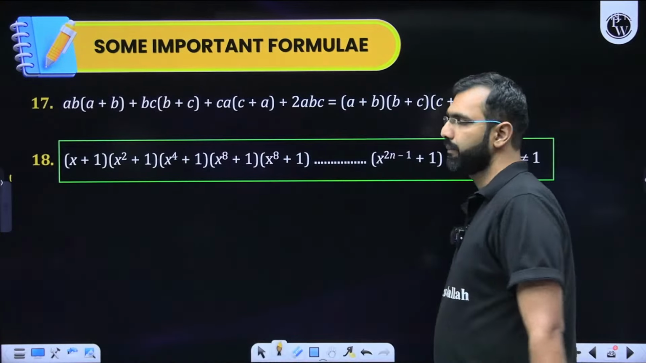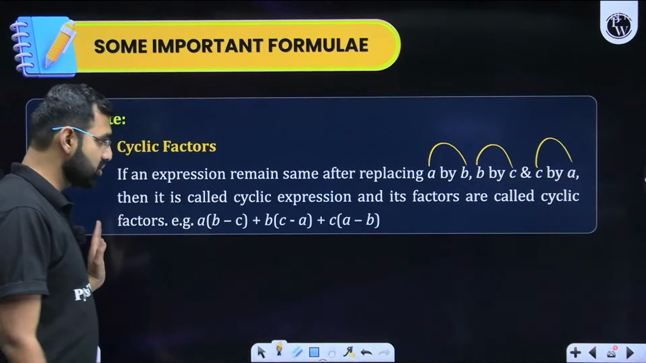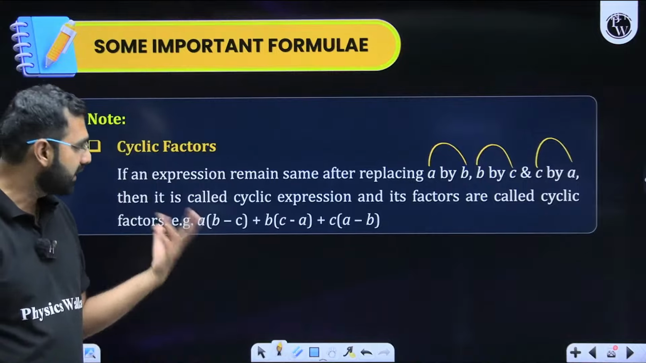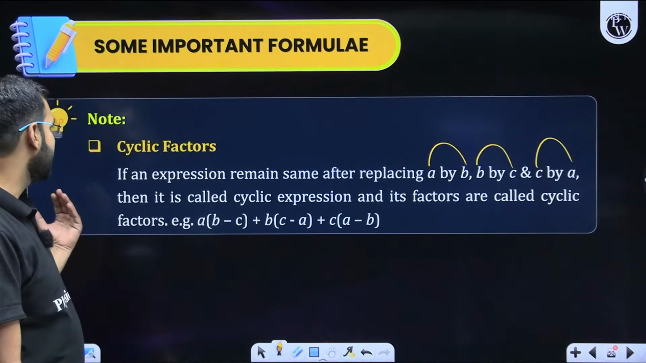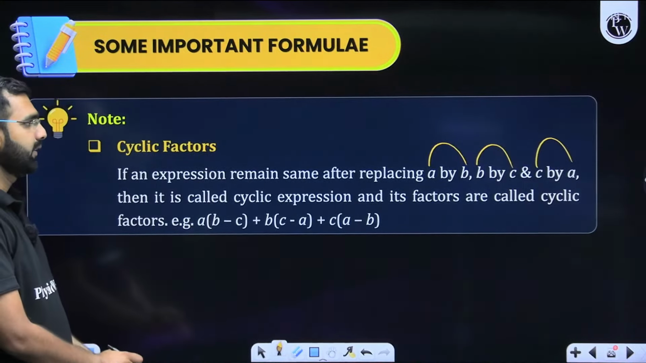Cyclic factors are simply this: if there is an expression where a, b, c have cyclicity, which means if a is replaced by b, b is replaced by c, and c is replaced by a, then also that expression remains the same, then such an expression is called cyclic, and its factors are called cyclic factors. Everybody got this? I hope no confusion on that.